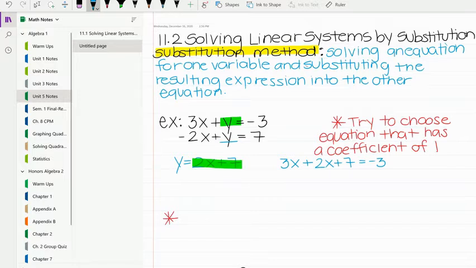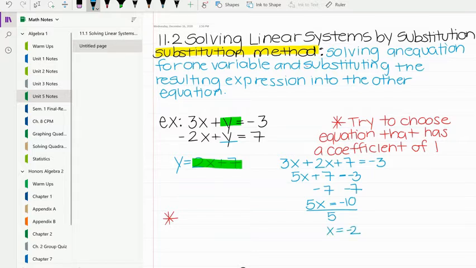Then we're going to combine like terms. So we would have 5x plus 7 equals -3. We're going to continue to solve. So we would add 7 to both sides and get 5x is equal to -3. Sorry, I should have subtracted 7. So -3 minus 7, which is -10, divide by 5. So we get x is equal to -2.